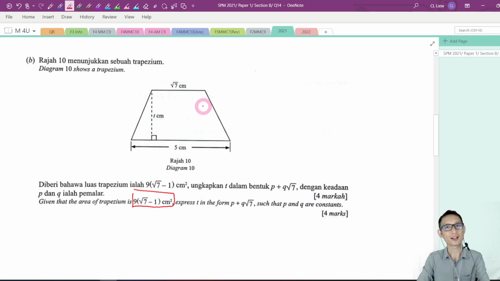How do we get the area of a trapezium? When you want to find the area of a trapezium, always start with 1 over 2, same thing as when you want to find the area of a triangle. 1 over 2, then look at the two parallel sides and find their sum. In this situation will be here and here, right? So square root 7 plus 5. This is the sum of the two parallel sides times the perpendicular height, which is t. This will be equal to the area of the trapezium, which is given by this.